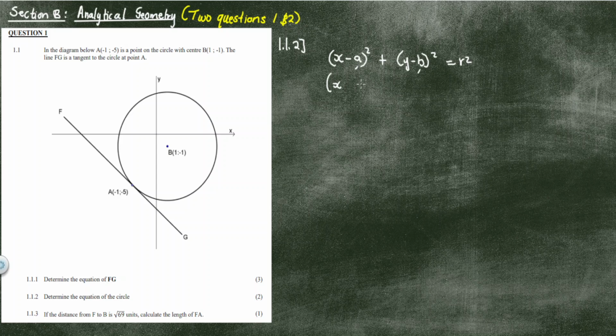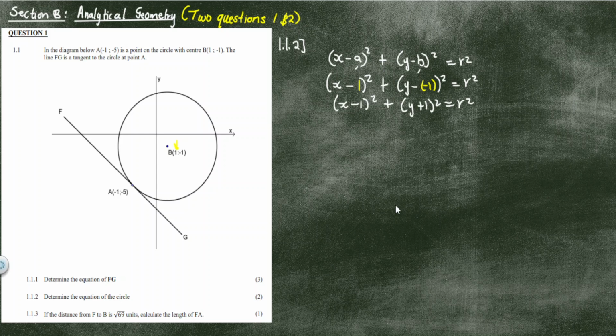So we're going to substitute the coordinates of the center. So a is going to be the x coordinate of the center. So 1, close the bracket, squared plus y minus b, which is negative 1. It's the y coordinate of the center. Squared is equal to r squared. Then we have x minus 1 squared plus y plus 1 squared equal to r squared.